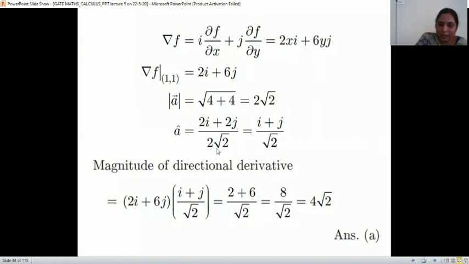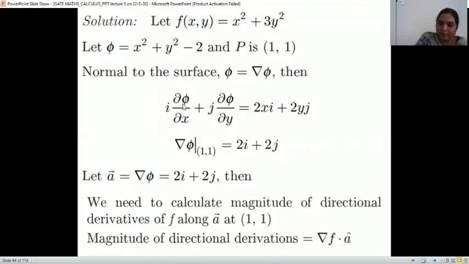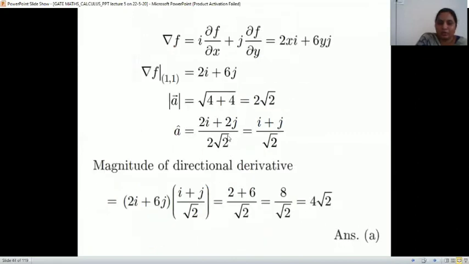It is a bar upon modulus of a bar. For that we need modulus of a bar. A bar is here. A bar is 2i bar plus 2j bar. Its modulus is square root of 2 square plus 2 square, that is 4 plus 4, that is 2 root 2. So a cap is defined as a bar upon modulus of a bar. So 2i bar plus 2j bar upon 2 root 2. 2 get cancelled, common and cancelled. So remainder is i plus j upon root 2, which is a cap.